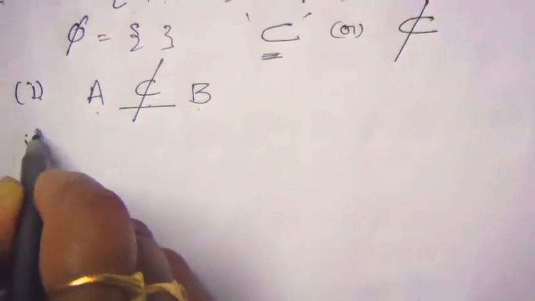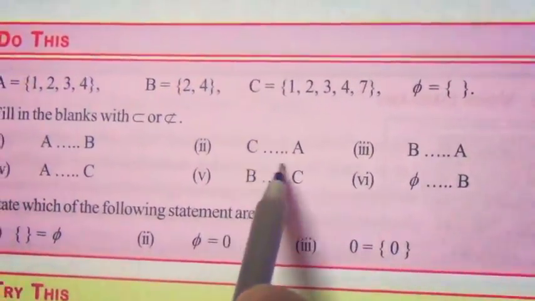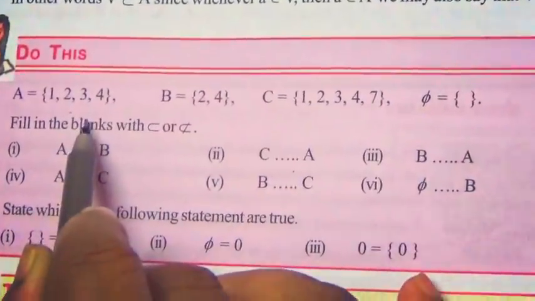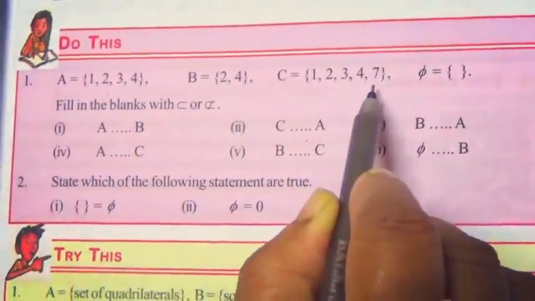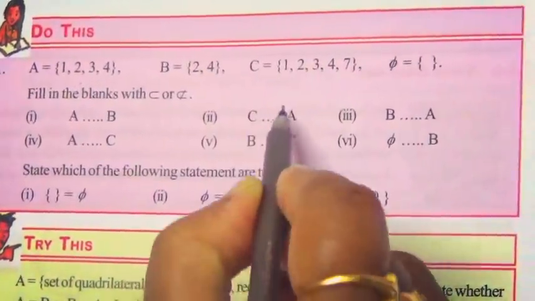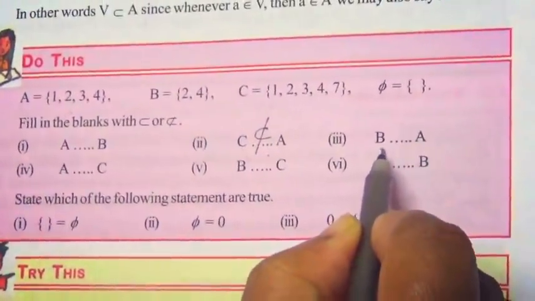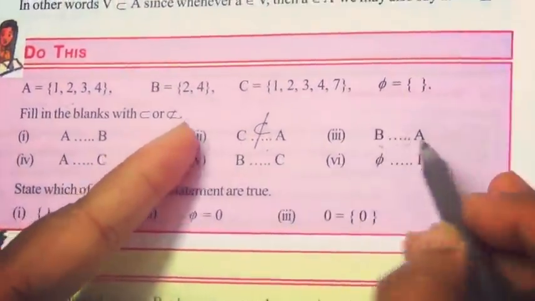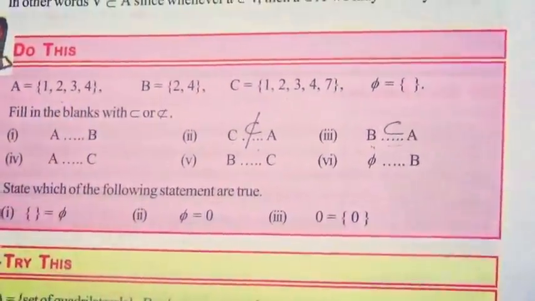Right? So the second one, that is C dash A. Is C the subset of A? No. 1, 2, 3, 4 are the elements which belong to A, but 7 is there in C. Hence it is not a subset of A. Third one, B: is B a subset of A or not a subset of A? All the elements in B belong to A. Hence it is a subset.